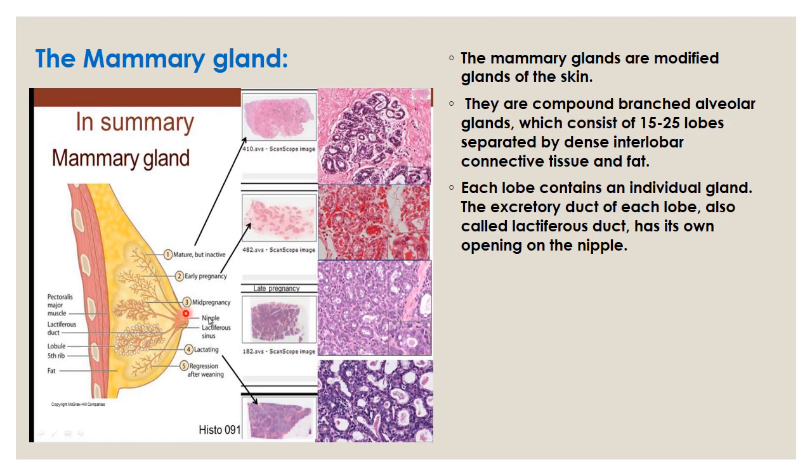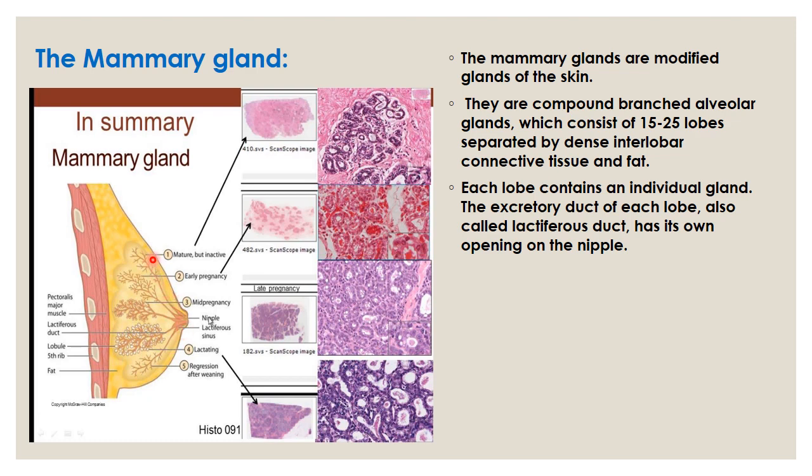Just before emerging from the nipple, the lactiferous duct has a dilated portion, and this dilated portion is called the lactiferous sinus, and this lactiferous sinus is responsible for the accumulation of the milk.